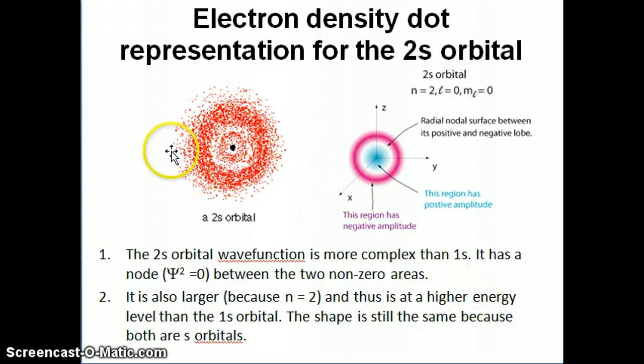However, the shape of the 2s orbital is exactly the same as the 1s orbital, which is this spherical shape, because they're both s orbitals. They both have the L, which is the angular momentum quantum number. Remember, that's what tells you the shape of the orbital. Both of them have L equals 0, and that's why the shape of the 2s and the 1s are exactly the same.